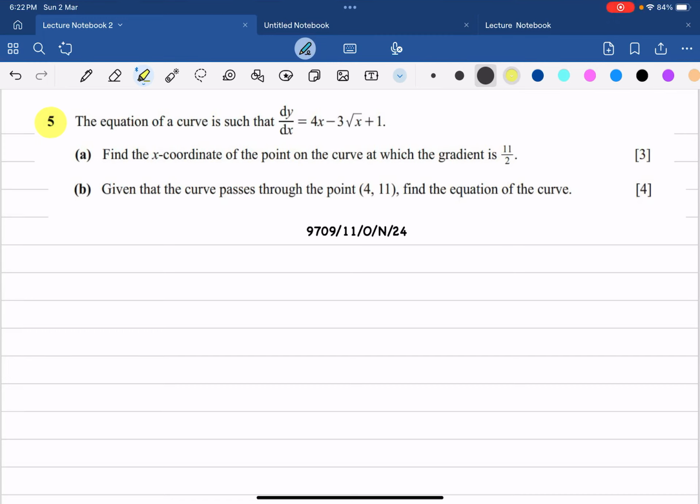Hello everyone, today we have a question from differentiation and integration. The first part involves differentiation and the second part involves integration. The source code for this paper is paper 1, variant 1, October-November 2024.